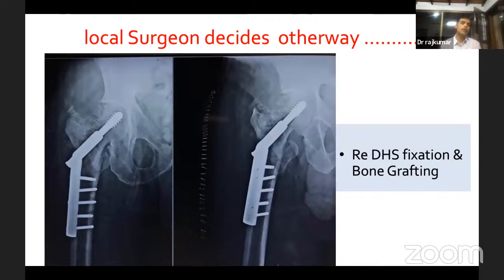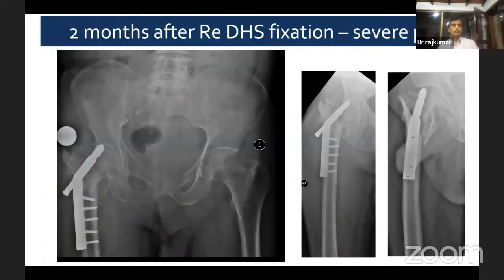Look at that. This is an immediate post-operative x-ray. Look at the damage to the femoral head that has already happened during this. See how big a void there is. So much bone graft has been used, and again he has used a DHS implant. Wrong surgery, wrong implant. Everything has gone wrong in this. It is almost like what we all call a day one failure. Within 2 months this has happened, it has failed. It is again a non-union.